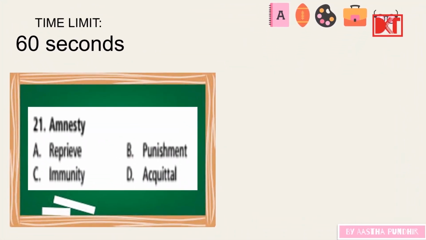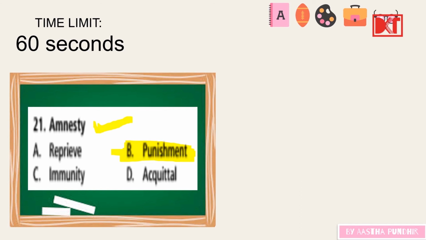Now the next word we have is amnesty. Here the options are reprieve, punishment, immunity or acquittal. Amnesty means forgiveness, like pardon. So the opposite would be punishment. Amnesty is like an official pardon.